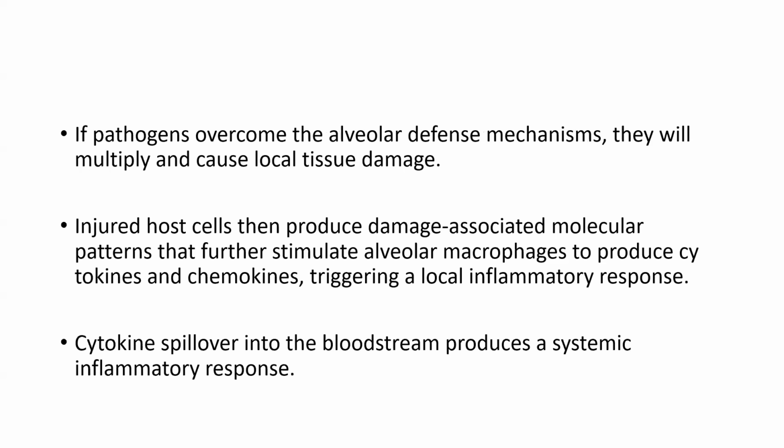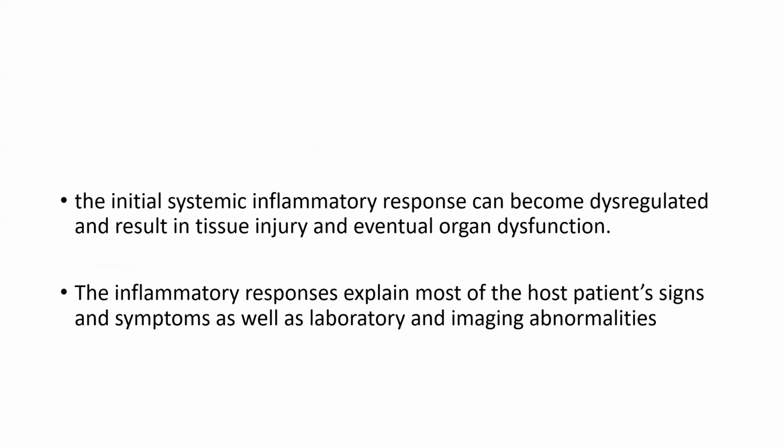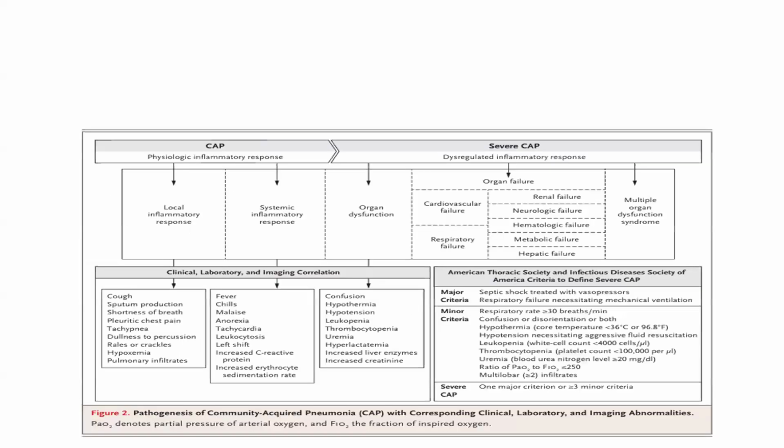The injured tissue cells then produce damage-associated molecular patterns, which further stimulate alveolar macrophages to produce cytokines and chemokines, which trigger a local inflammatory response. Gradually there will be cytokine spillover into the bloodstream, which results in a systemic inflammatory response. The initial systemic inflammatory response can become dysregulated, resulting in tissue injury and eventually organ damage. The inflammatory response explains most of the patient's signs and symptoms as well as lab and imaging abnormalities.